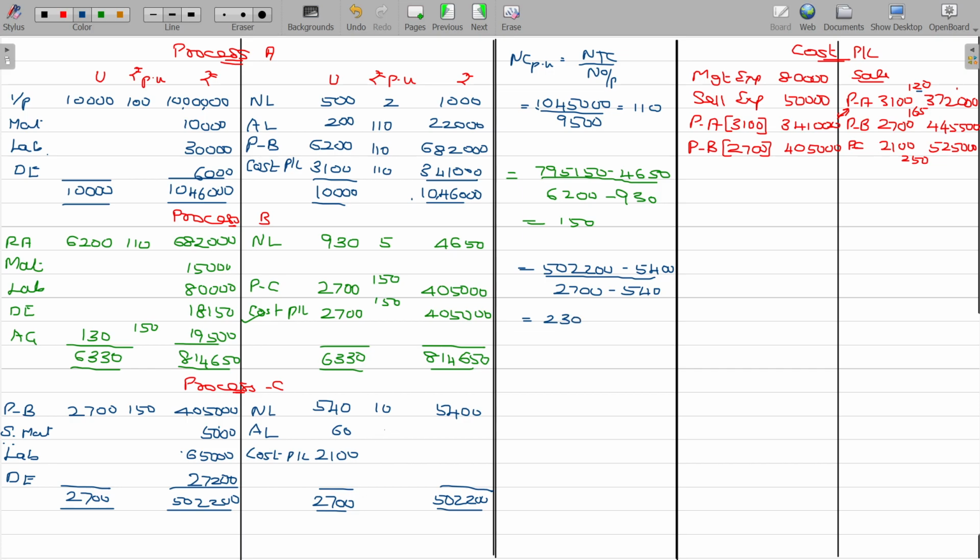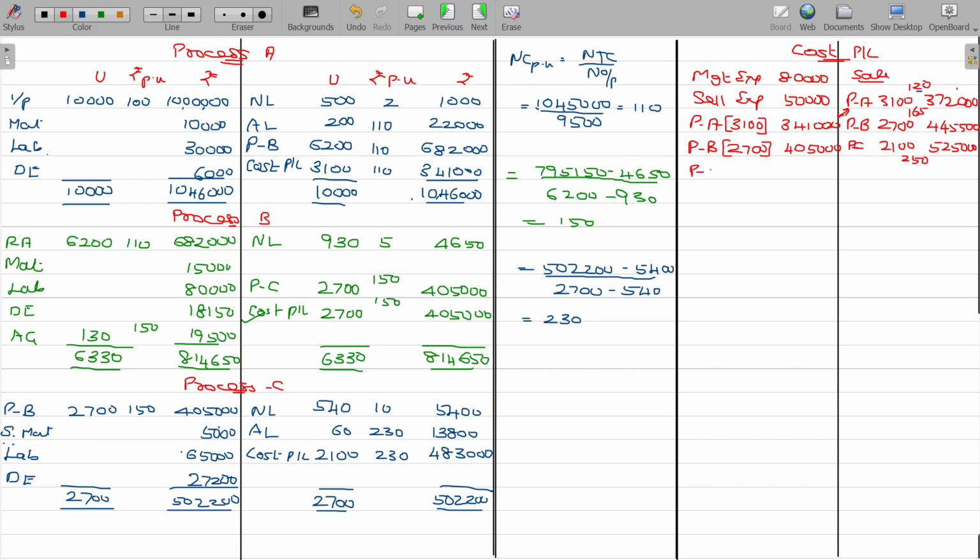This 230 will be applicable for the abnormal loss as well as the amount of goods transferred over to the costing P&L account. 60 into 230, the value of abnormal loss being 13,800, and then the value of the finished goods transferred over to the costing P&L account being 2100 into 230 is equal to 4,83,000. So with that, the process C is also over. This will now be transferable to the costing P&L account.